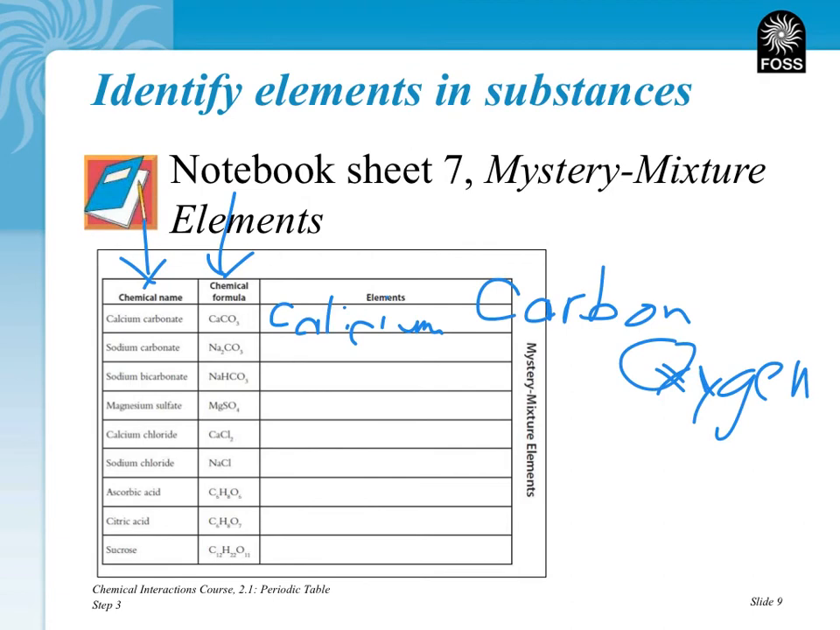So what we need you to do is, with that notebook sheet, upload it into Notability in your science notebook, title it Mystery Mixture Elements, and complete that so that we can see that you know what these elements are in each of those chemical names for the mystery mixture substances. Okay? So do that first.